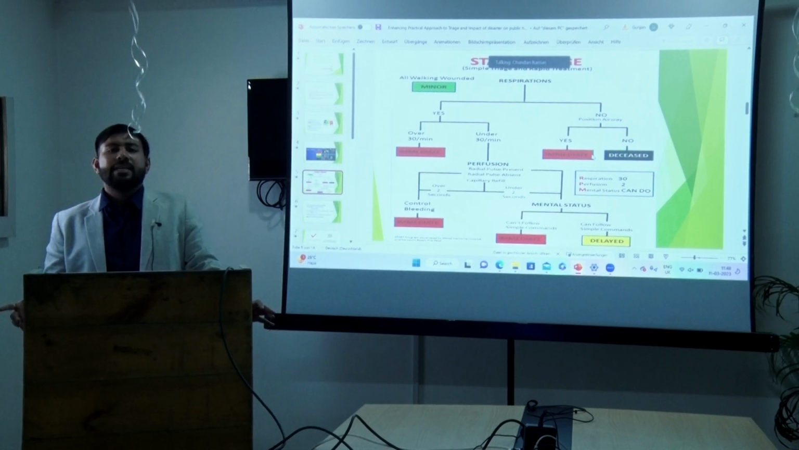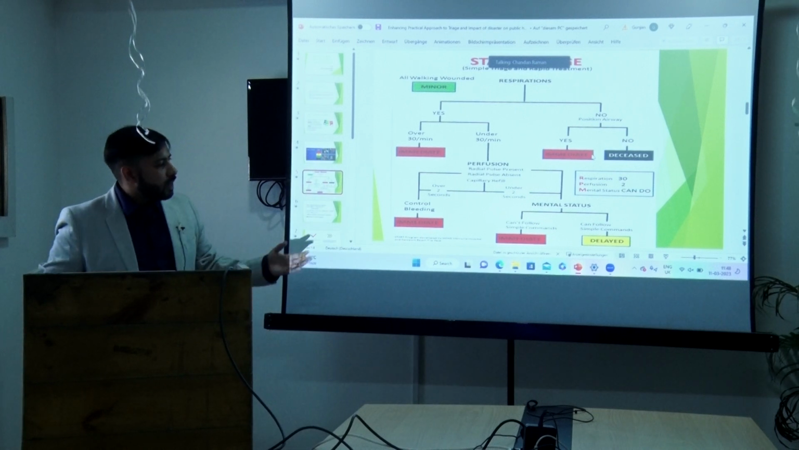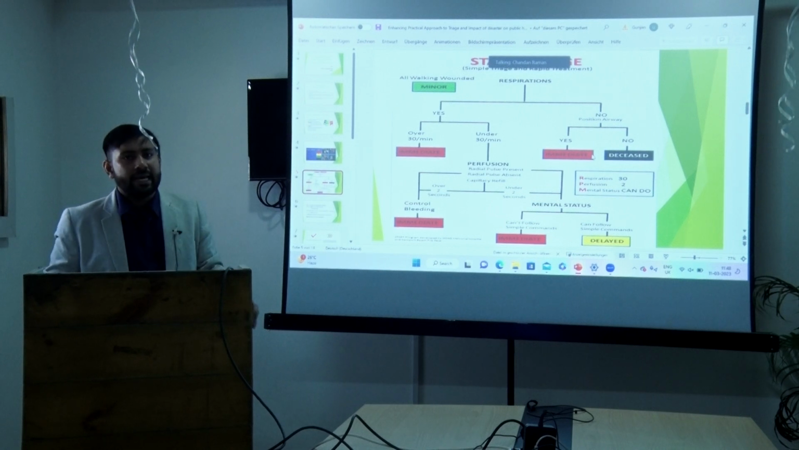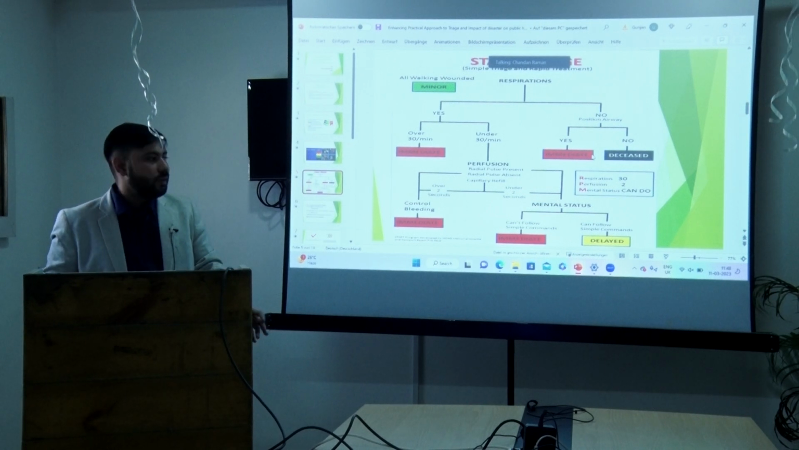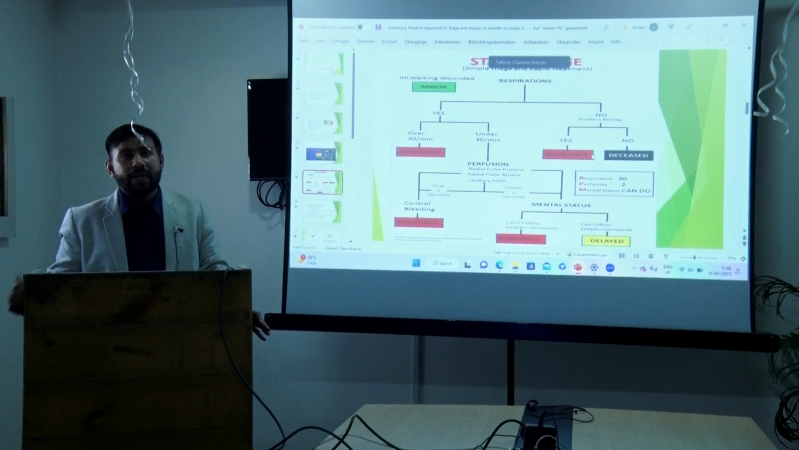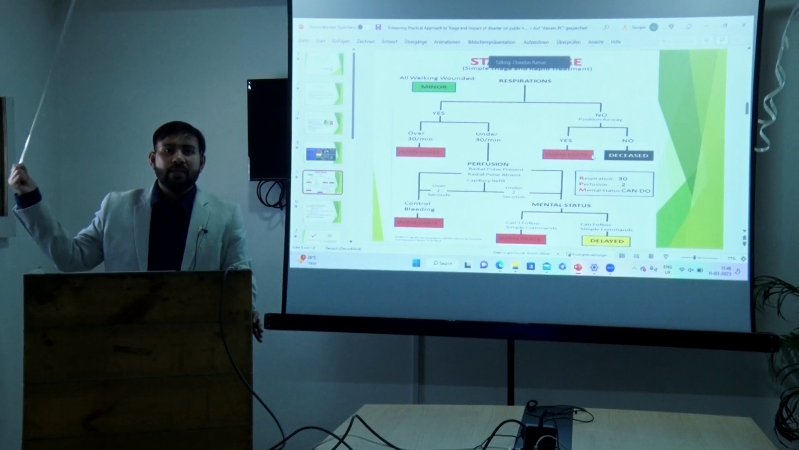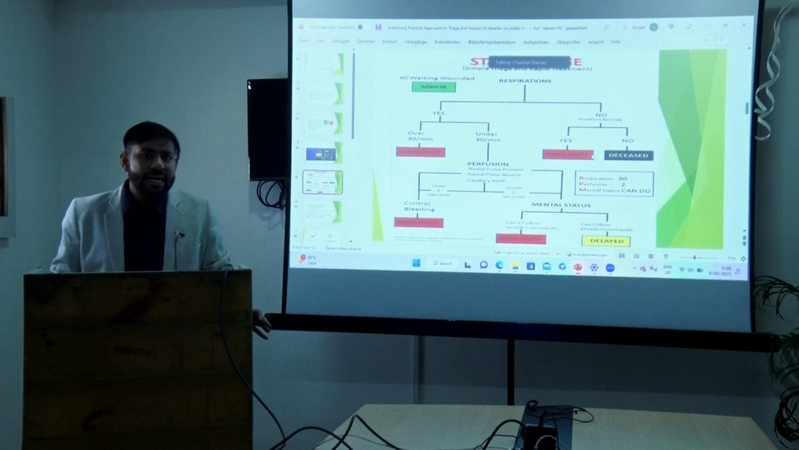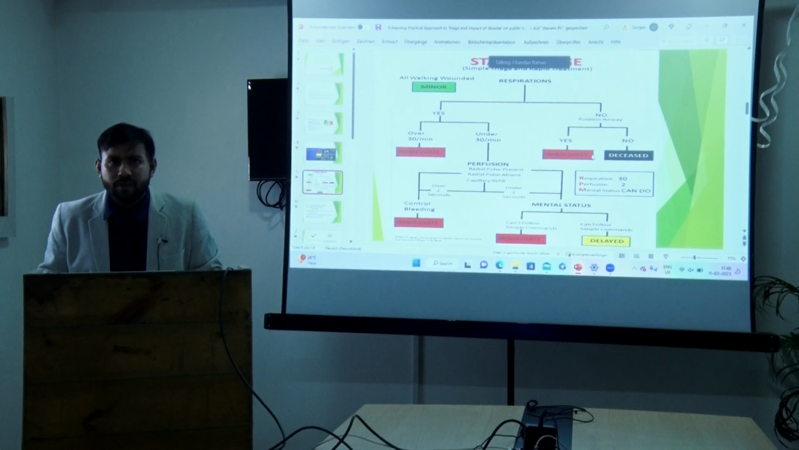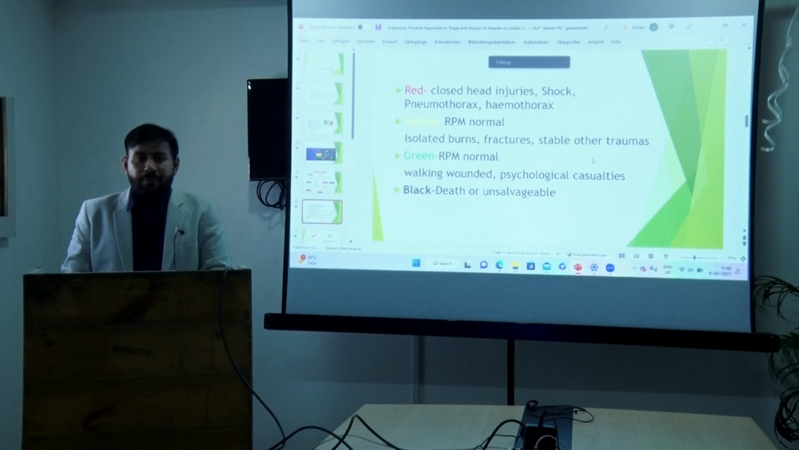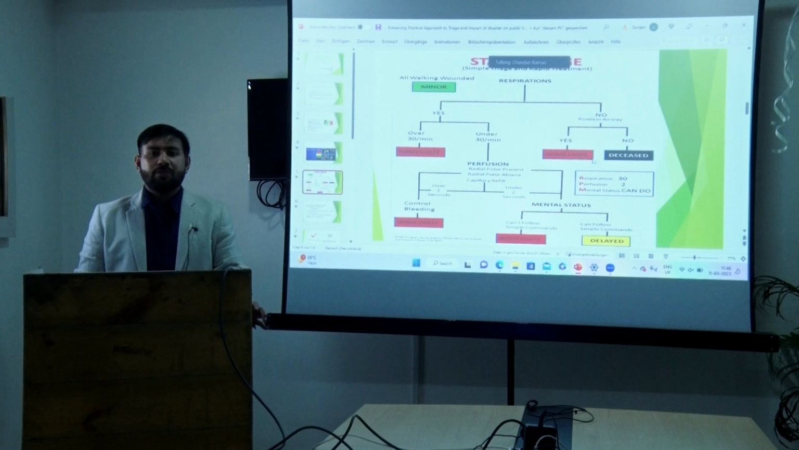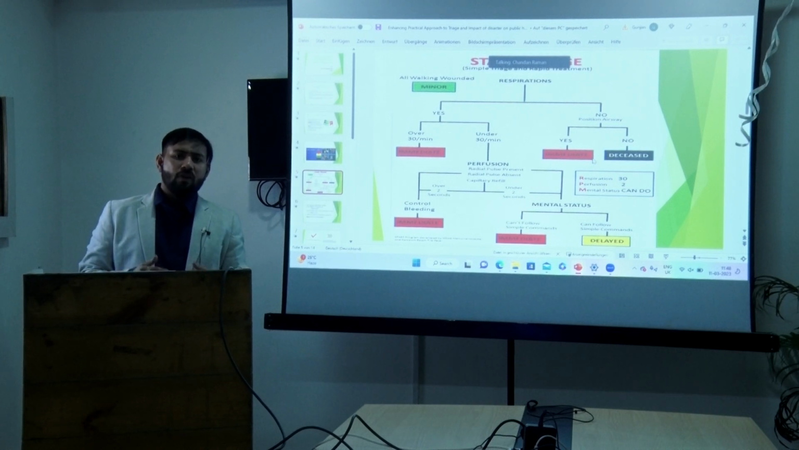Okay, so mental status is like whether the person can follow simple commands. If the person can't follow simple commands, then we'll give him a red tag. That means immediate care has to be given. If the person can follow simple commands, then we can give him a yellow tag. That means a delayed treatment can be given, because at triage there is very much chaos. We have to attend to the patients with very much care. So we have to divide the patients on the basis of priority.